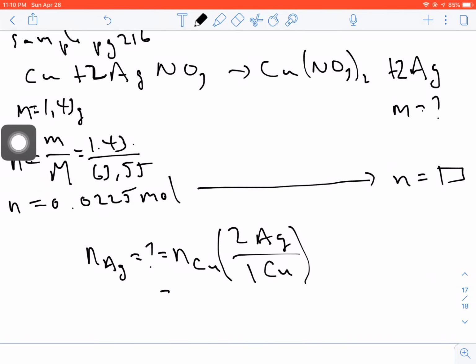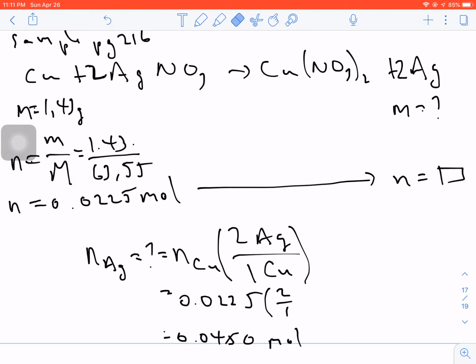So I'm going to take my numbers here. Number of moles of copper was 0.0225, sorry, times 2 over 1, and I'm getting 0.0450 moles. So that's my number of moles of silver, which is this number here. Okay. Now I know my number of moles of silver.